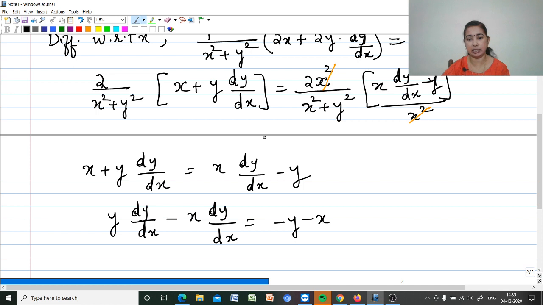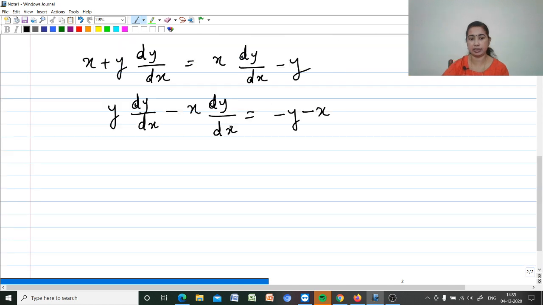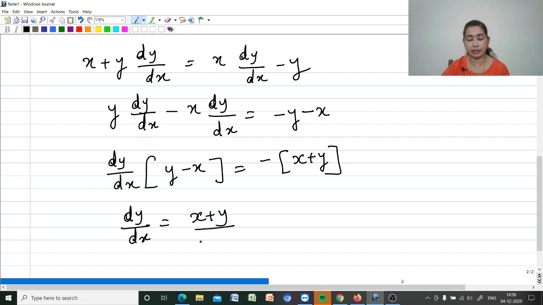This x I am taking to the right side. So, minus y minus x. So, left side consists of terms containing dy by dx. Now, taking dy by dx outside, remaining y minus x equal to, from here that minus sign can be taken out. So, remaining x plus y, or we can write dy by dx equal to x plus y divided by x minus y. So, that is what we have to prove in this question.